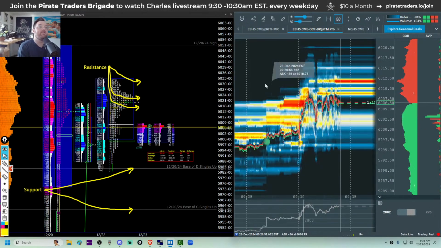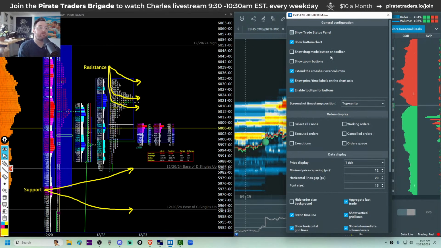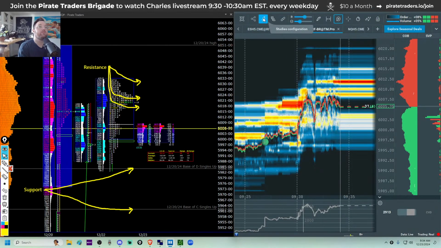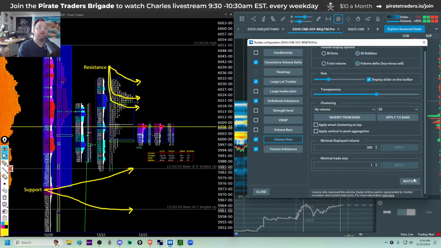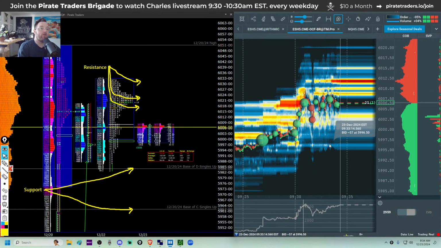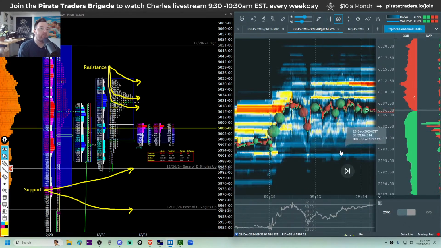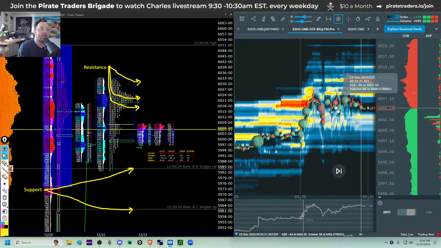Let me just put my settings back to normal. I'll restore it to default so you guys can see. Right? So if you're looking at volume dots right now, you're seeing green, green, green, green, green. You're thinking long, long, long. You're seeing red, you're thinking short. Now you're seeing green, you're thinking long. Now you're seeing red, you're thinking short.